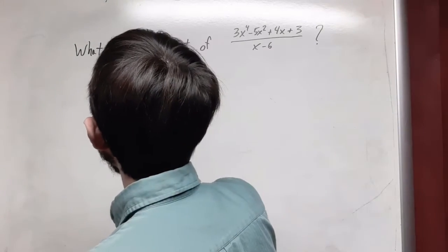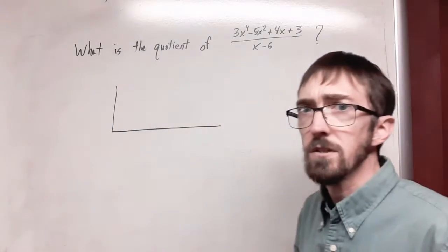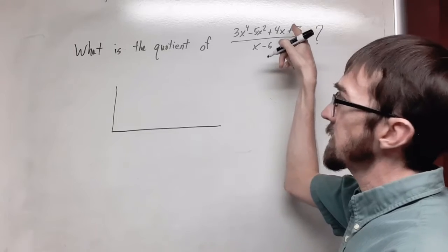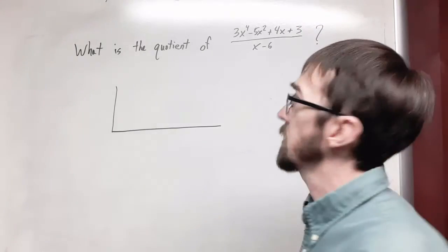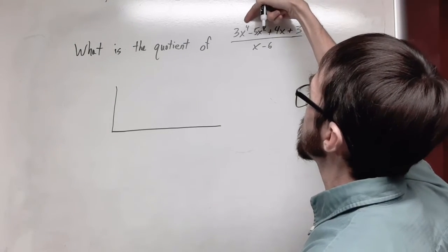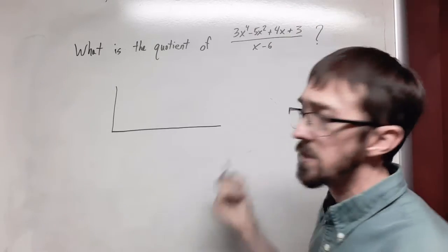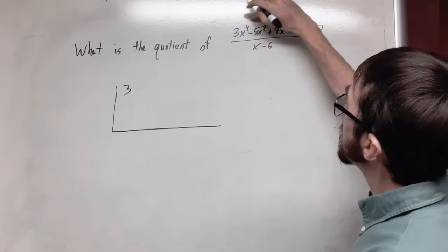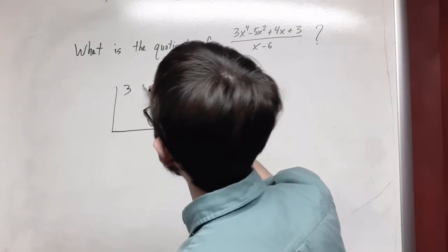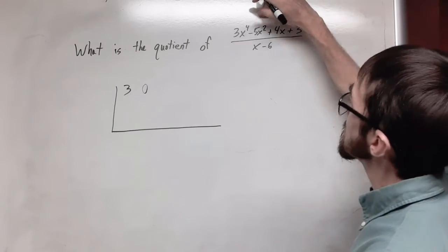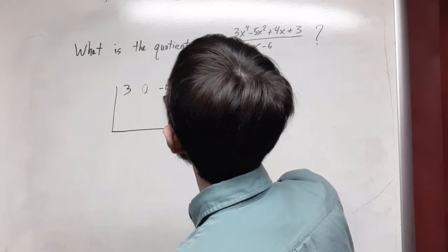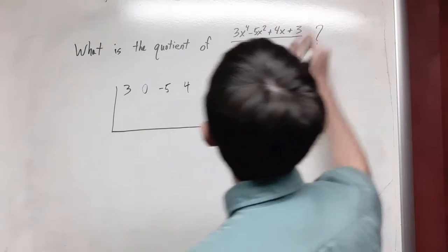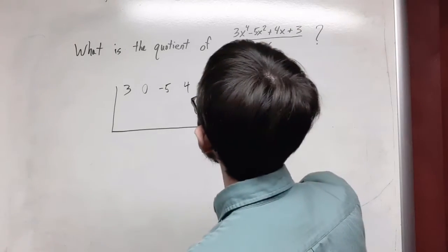So we create our L bracket here, and then we want to write inside here just the coefficients of the x's without the variables. So we have x to the 4th power, that's our starting position, that's going to be 3 is the coefficient. We don't have x to the 3rd power, so that's going to be a 0. We have the 2nd power, that's negative 5. We have 1st power, that is 4. And we have a 0 power, that is 3.